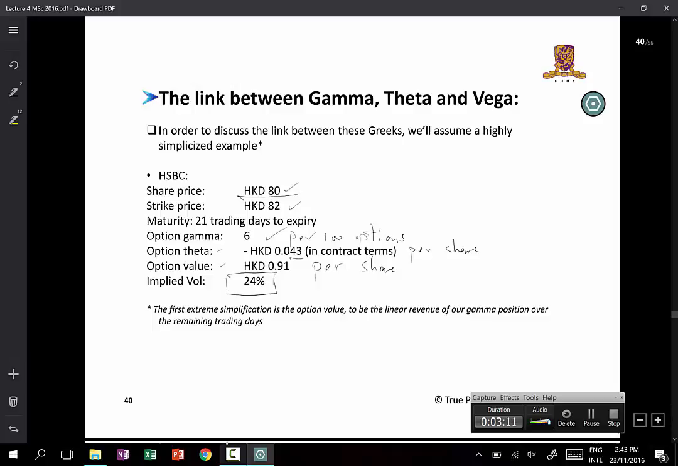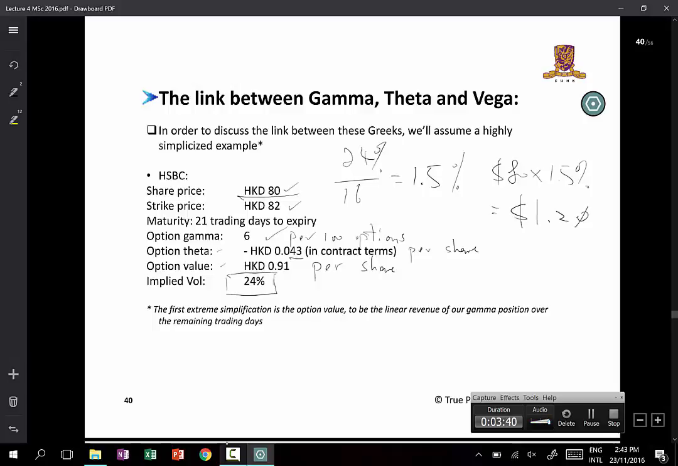Now, on a daily basis, that translates to 24 divided by 16, which is 1.5%. In other words, the market on the whole is expecting that every day there will be around $80 times 1.5%, which is $1.20 of movement, up or down.